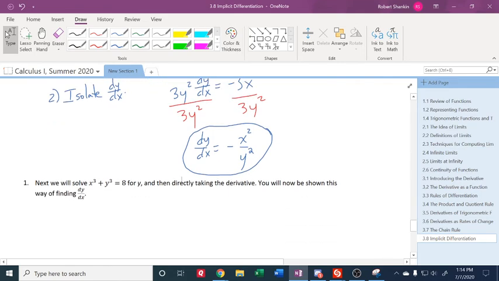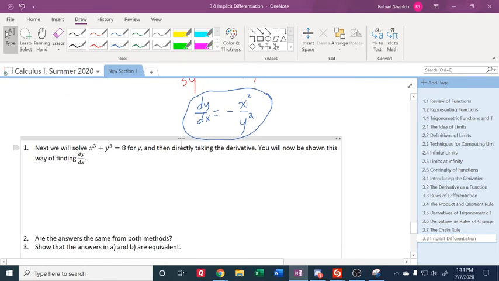All right. Next, we're going to solve this thing again, but we'll do it a different way. We're going to solve this equation for y, and then directly take the derivative. We won't use implicit differentiation. So to solve this for y, I'm going to subtract x cubed from both sides. y cubed is equal to 8 minus x cubed. And then I can either take the cube root of both sides, or my preference is to raise both sides to the 1/3 power.